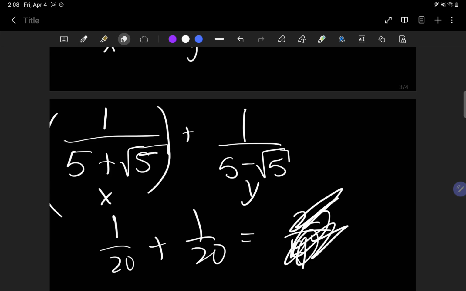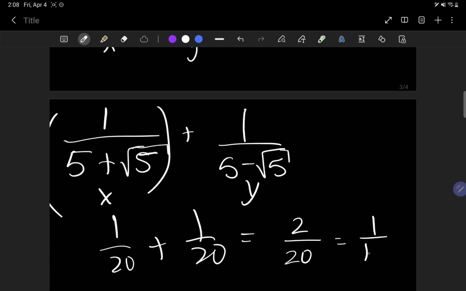Oh my gosh, that's crazy. That's as bad as my Calc 3. 2 over 20 is 1 over 10. I'll never forget. I was scarred. 20 squared is 40. No, it's not.